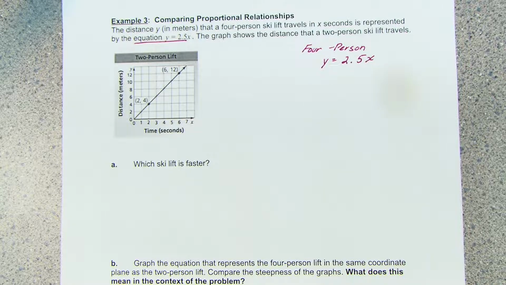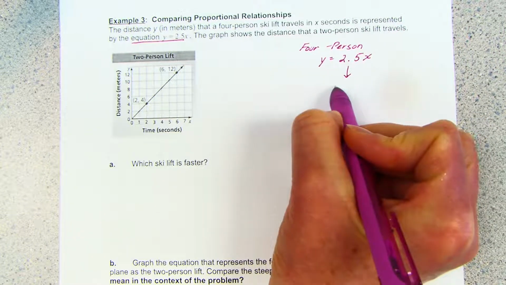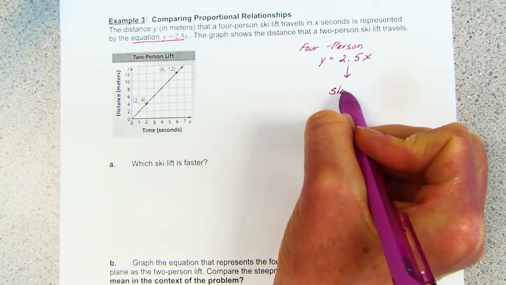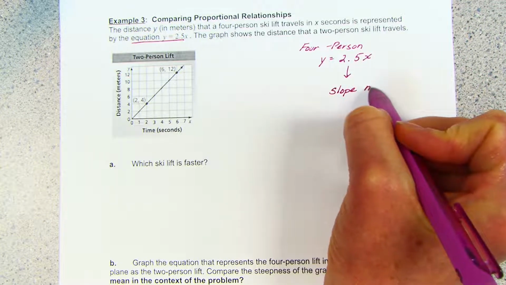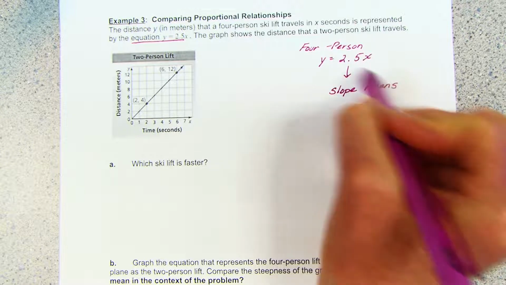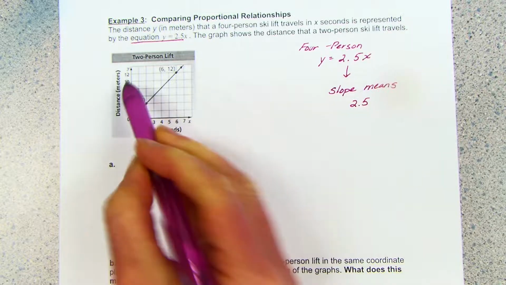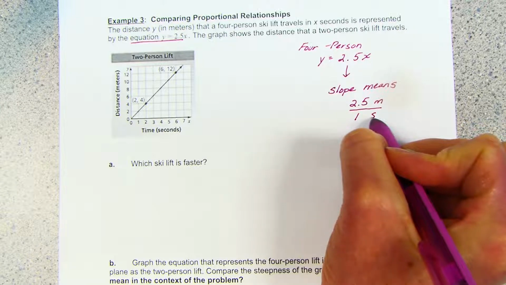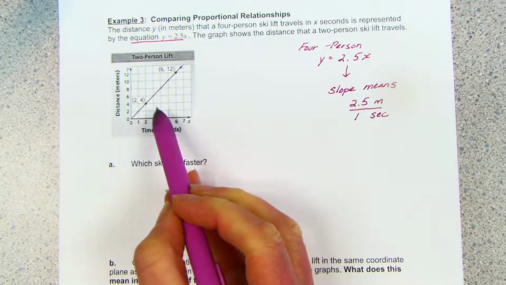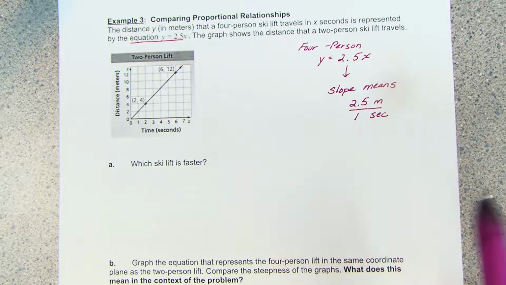Okay, so I'm going to pull down that slope. Interpreting that slope, the slope means we're going 2.5 meters per 1 second. All right. The y value changes 2.5 every time the x value changes 1.